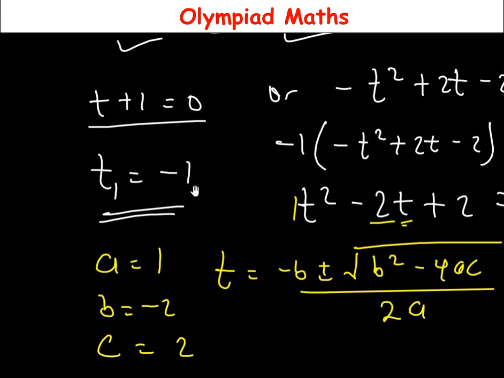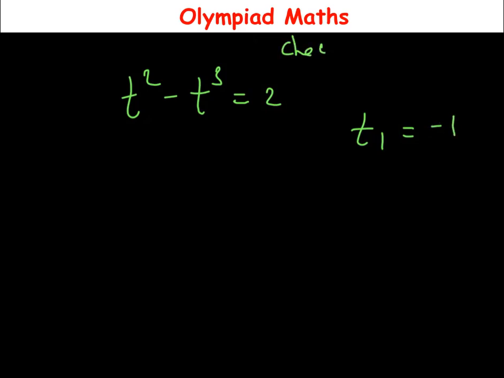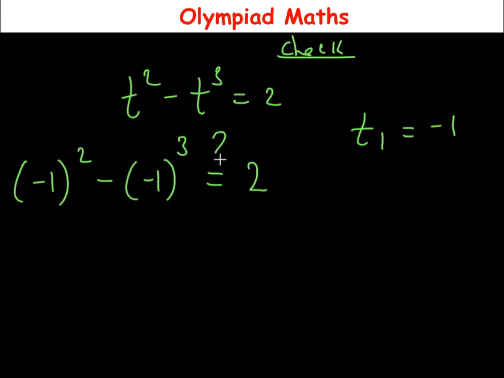Let us then confirm if the solution is the correct answer, that it satisfies the given equation. So recall that the question is given to us as t squared minus t to the power 3 is equal to 2. So for the real solution of t, which is t1 is equal to minus 1, let us check this out. Check. Now we put in the value of t as minus 1 into the equation. t is minus 1, then all squared, then minus t is minus 1, then all raised to the power 3, with this equal to question mark.